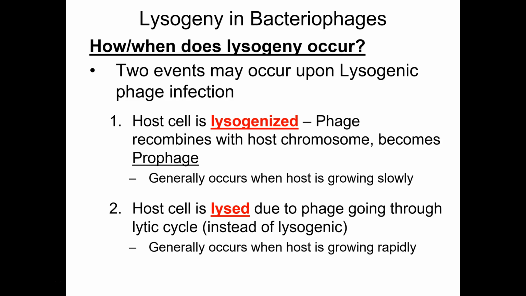Now, these are not absolutes. These are just trends. Host cells growing slowly, odds are it'll become a prophage. If the host cells are growing quickly, odds are they'll go through the lytic cycle.